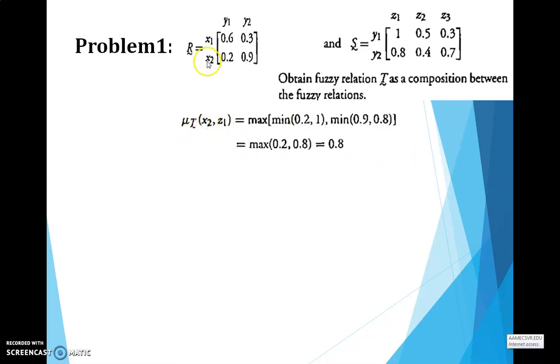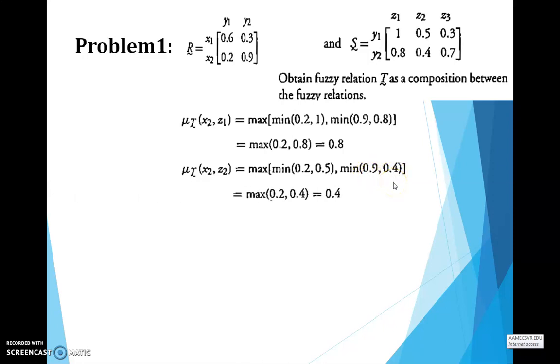Take the next value x2 to z2, comparing 0.2 with 0.5 and 0.9 with 0.4. The minimum value from 0.2 and 0.5 will be 0.2. The minimum value from 0.9 and 0.4 will be 0.4. So the maximum value from these two is 0.4. Take x2 and compare with z3. 0.2 with 0.3, the value will be 0.2. 0.9 with 0.7, the value will be 0.7. So comparing 0.2 with 0.7, the value will become 0.7.